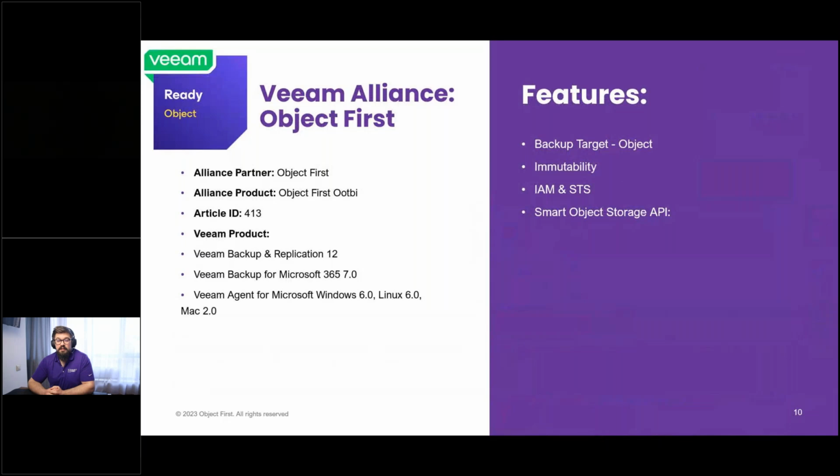So we are Veeam Alliance, of course, and this is almost the screenshot from the Alliances page. The features you might check are Backup Target Object, Immutability, IAM-STS, and Smart Object Storage API. So Smart Object Storage API has like 2 levels of integration. First one is the capacity info, which is supported by almost anyone. That's easy. It just returns the capacity information of the cluster, right? And if you have it in object storage or in your Veeam Backup and Replication console, you will see the blue S3 bucket icon and the text like S3 integrated.